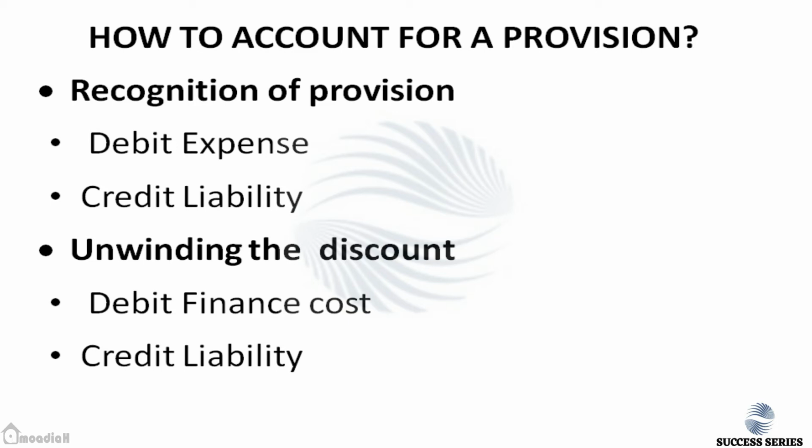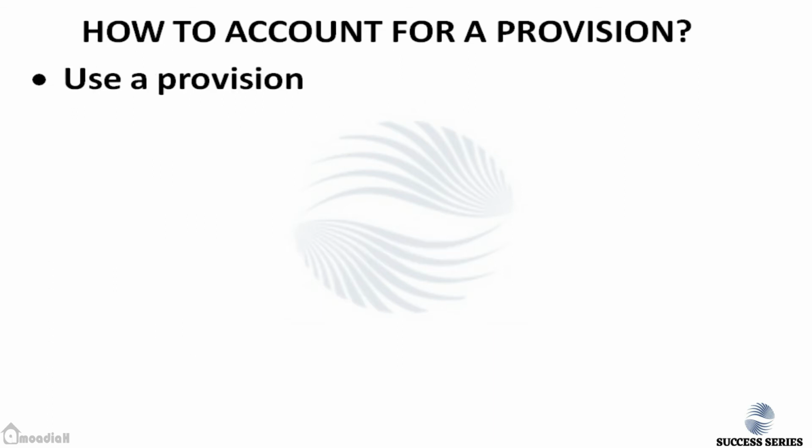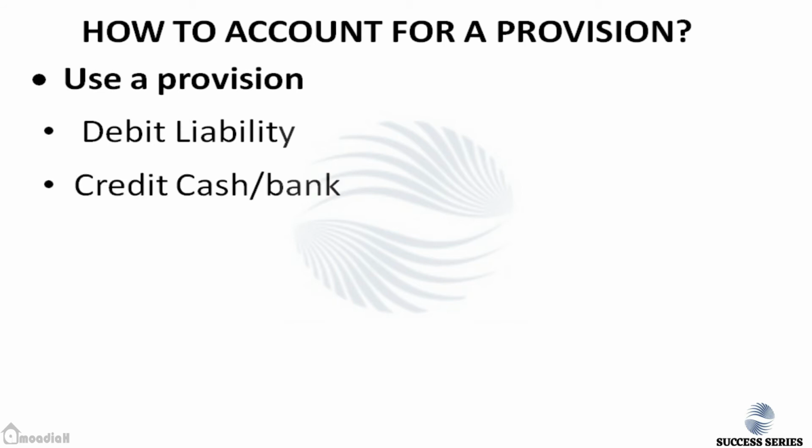Now let's look at the third case, when you are using a provision. When you are using a provision, we need to debit the provision that we recognized as a liability, and then we credit cash or bank. So we debit liability and then we credit cash or bank.